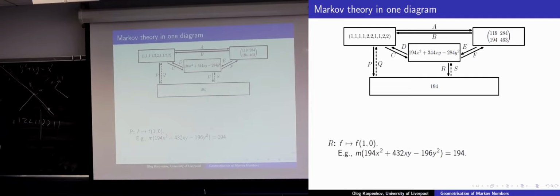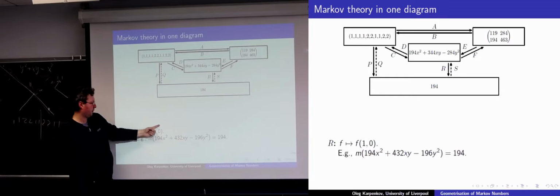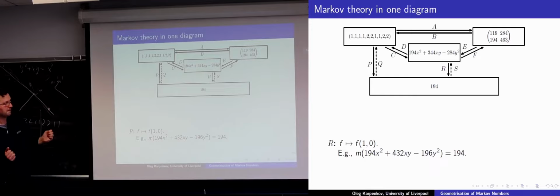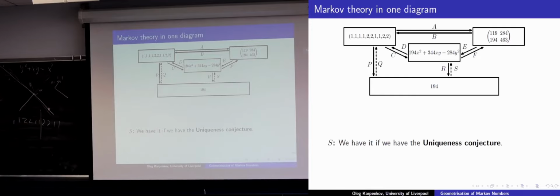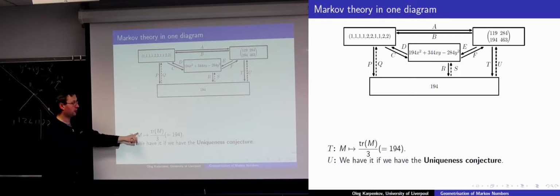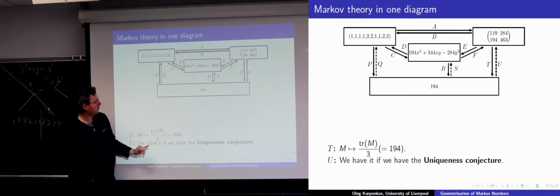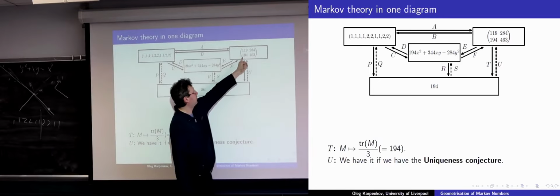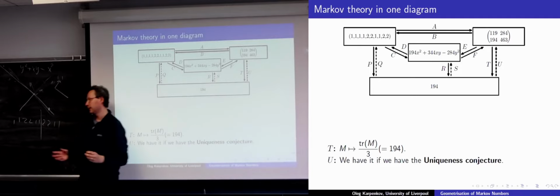So then from here to there is also rather straightforward. You take the first coefficient here, or the value of 1, 0 if you want. So that would begin 194. So okay, we can't return back again. It would be strange if we could. And finally, the last one, traditionally, it is defined as a trace of the matrix over 3. But I would recommend only to consider the lower element. That's fine.